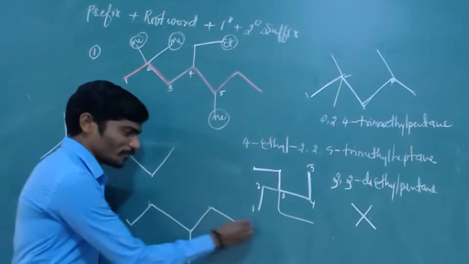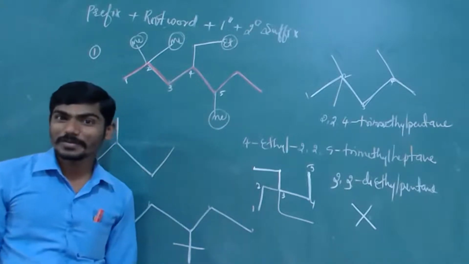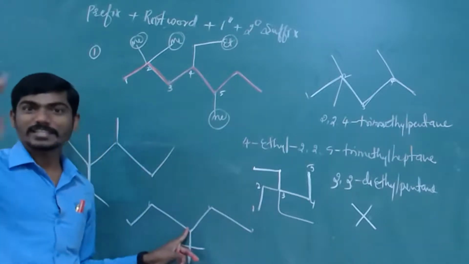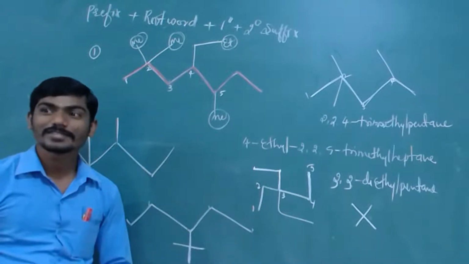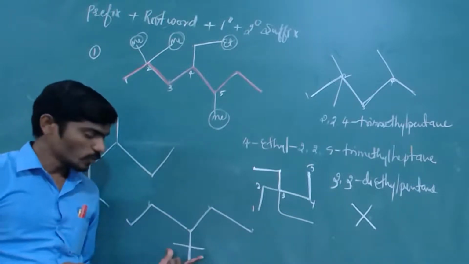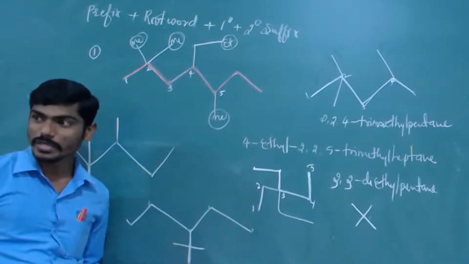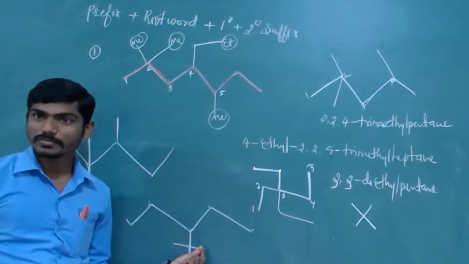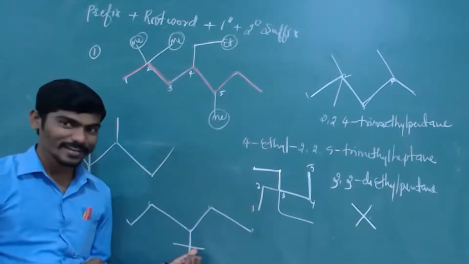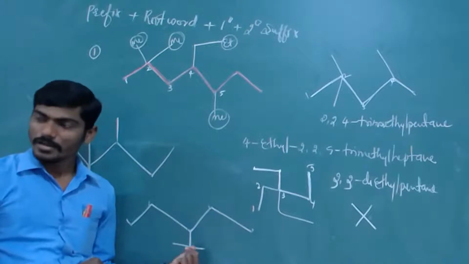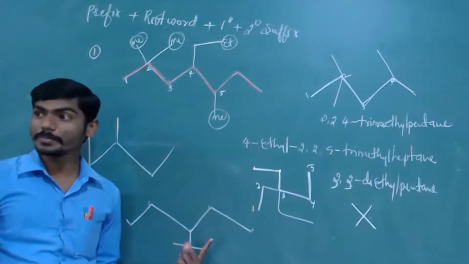1, 2, 3, 4, 5. Okay, what substituent group is pending? The substituent group is at the third position. It is at 3. Secondary group. Total number of carbon is 1, 2, 3. Tetramethyl. Tertiary butyl group.